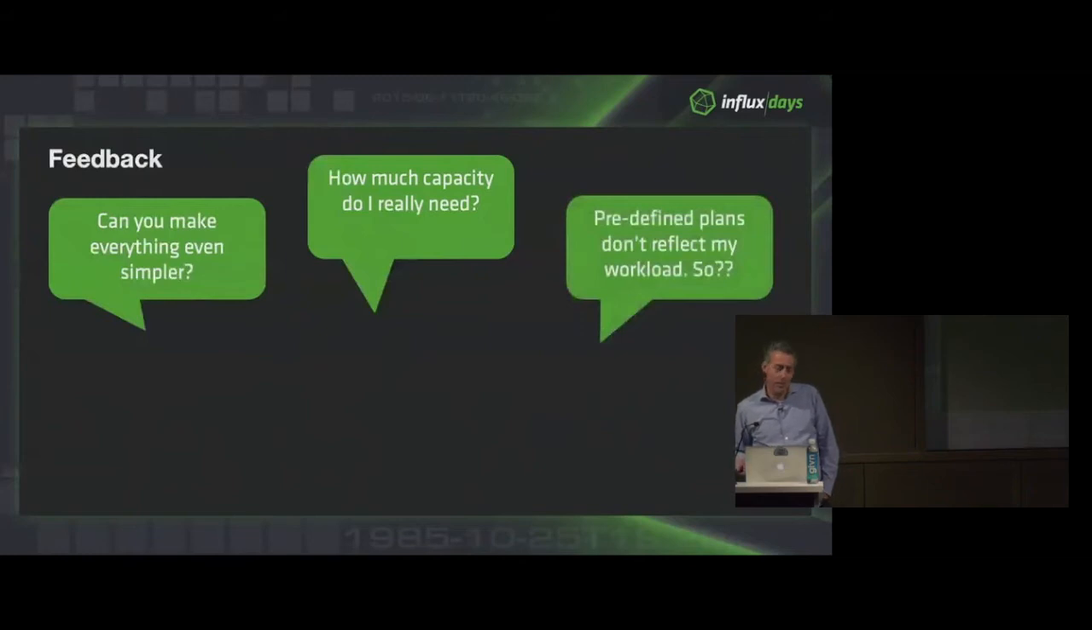Another problem. What if I do know what I need? What if I've been running the open source and I have a very good idea of the amount of workload that I need, and I come to Influx Cloud and I see a set of predefined plans, and my workload exceeds all of them? Now what? Do I walk away? Do I call your sales team? What do I do next?